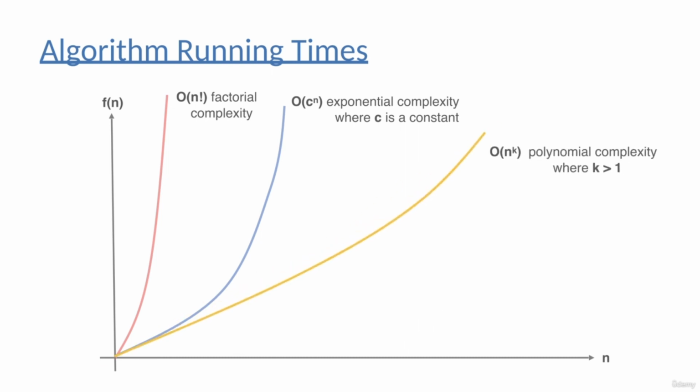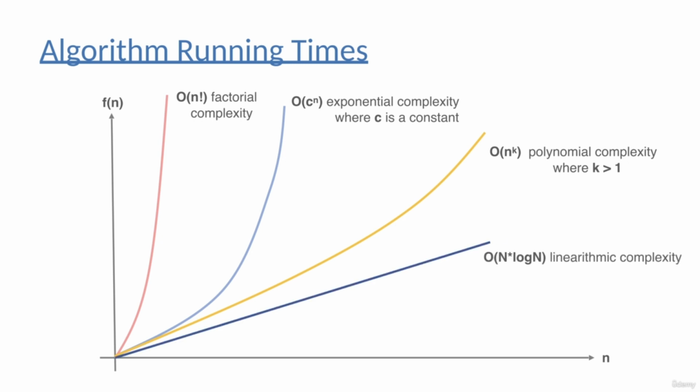Then we have the polynomial complexity, where k is larger than 1, such as n squared, n cubed, n to the power of 4. These are the polynomial running time complexity algorithms. These are considered to be slow as well.